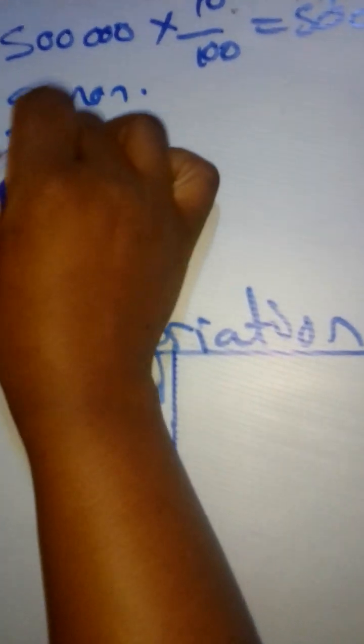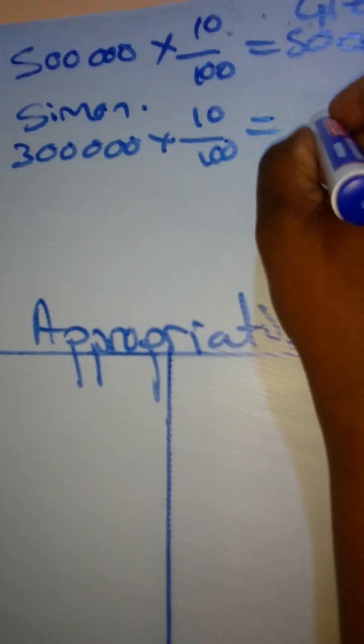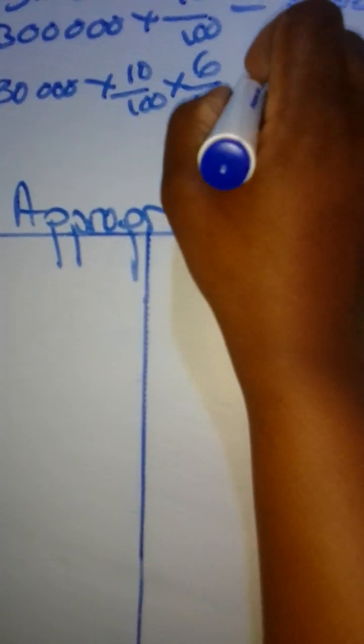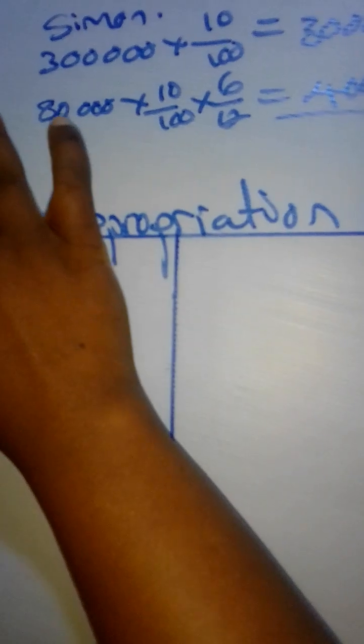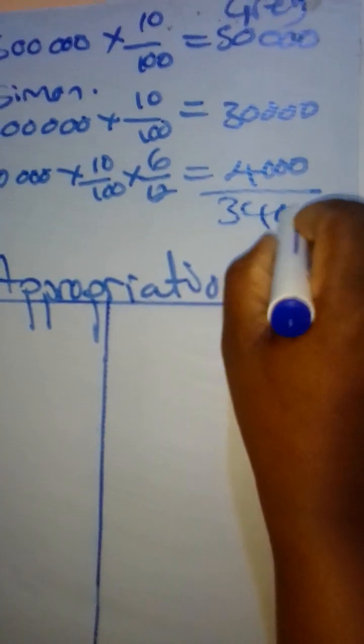And then for Simon, we are going to say the 300,000 multiplied by 10%, which is going to give us something like 30,000. And then now we record the 80,000, which they mentioned here, which was not recorded, halfway through the year. So we are going to say 80,000 multiplied by 10% multiplied by the half of the year, which is going to give us something like 4,000. Therefore, the interest on capital for Simon is going to be 34,000.